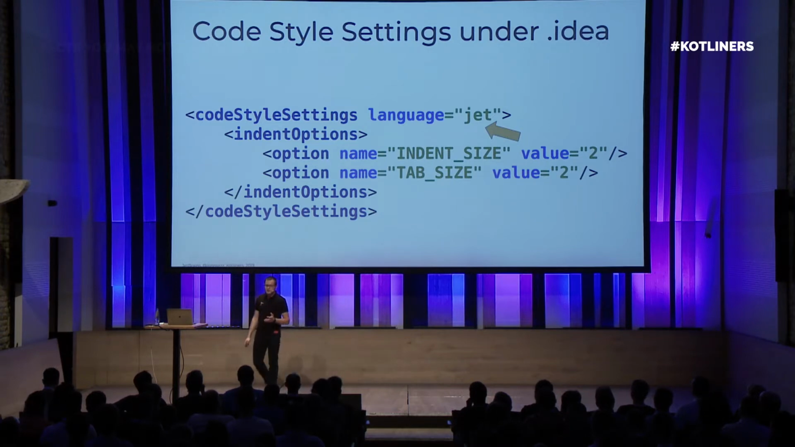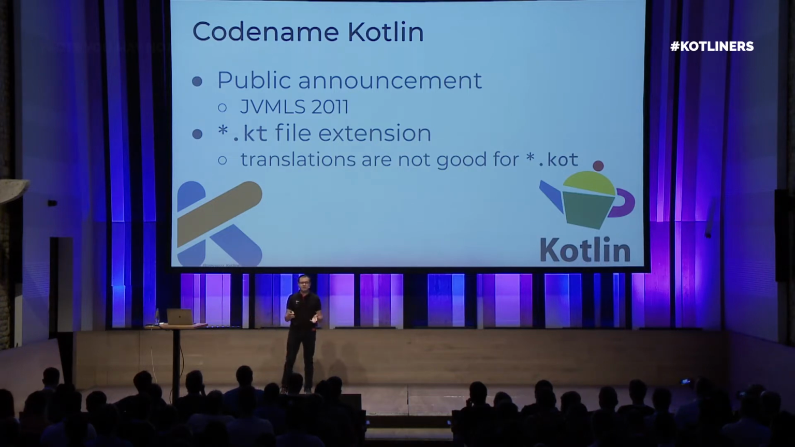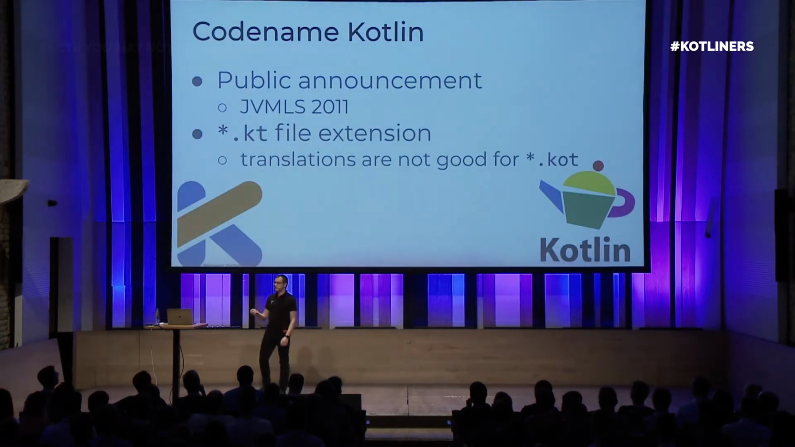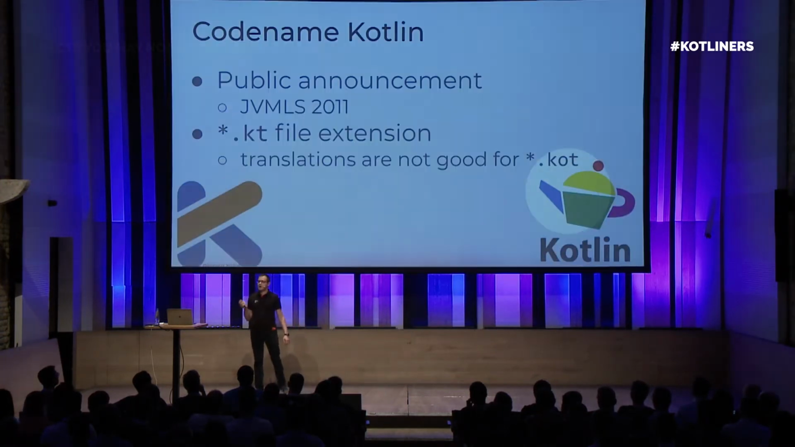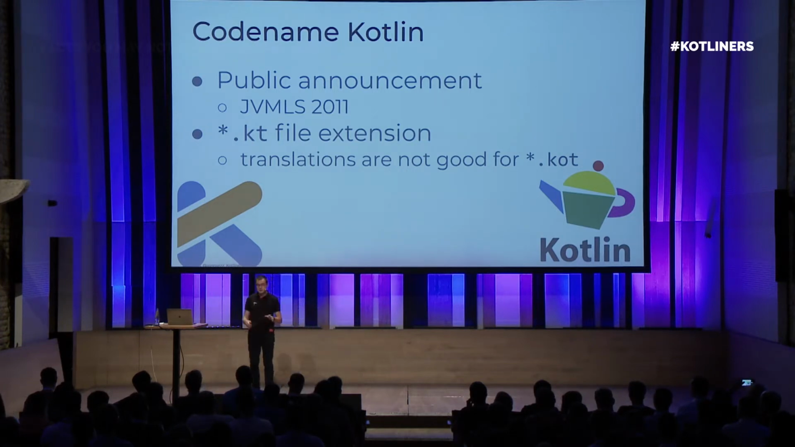Then by the time of the first announcement in 2011 at the JVM Language Summit, we decided to create a code name for the language, and it was Kotlin. So Kotlin essentially was the code name. We started using this logo first, or that one, and then we switched to the logo on the left. So this was the beginning. And for the extension, we decided to use .kt instead of .kot because of possible translations.